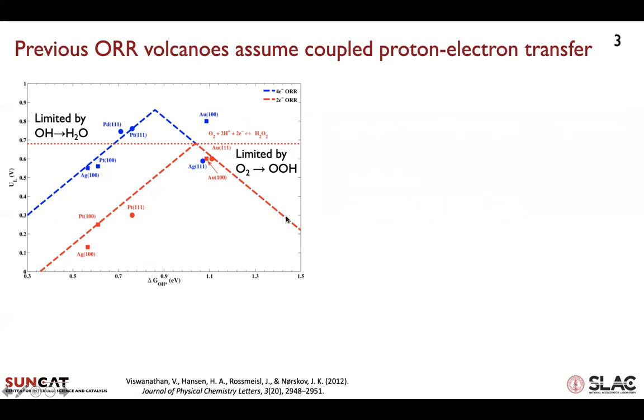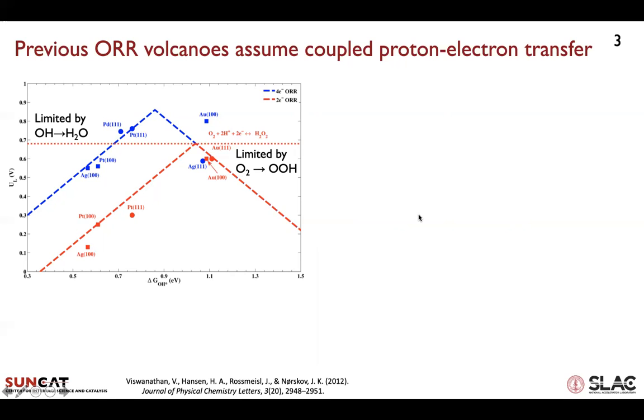So what you see when you create a volcano of different catalysts along this is on the left-hand side, where you have strong binding catalysts, you have catalysts that are limited by that final protonation step, OH to water. And on the right side, where you have weak binding catalysts, you have catalysts that are limited by creating OOH from O2, the very first step. And if we look at the red versus the blue here, what we see is it's only on these very weak binding catalysts where we have red, the 2-electron oxygen reduction reaction, that's competing with the 4-electron oxygen reduction.